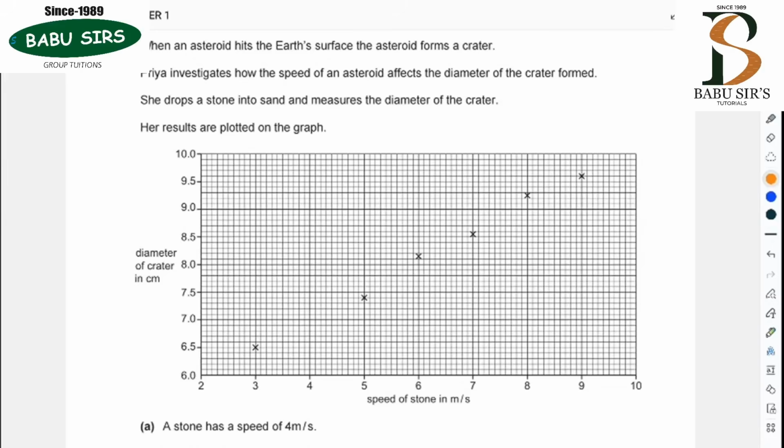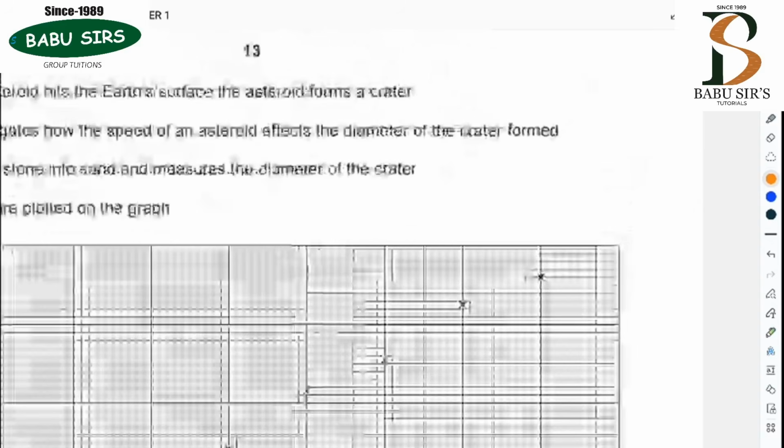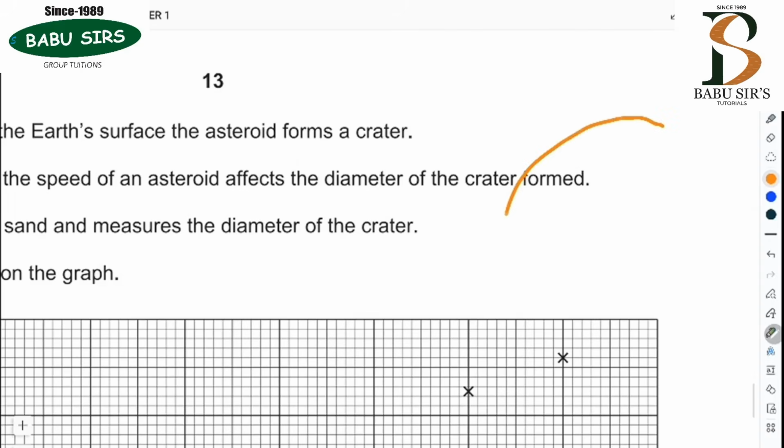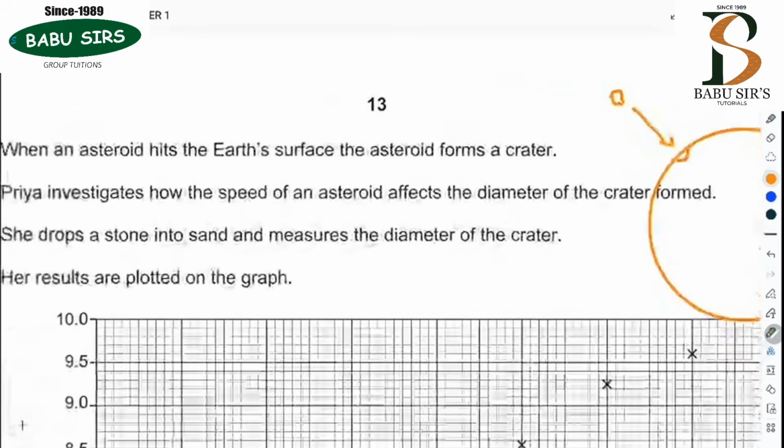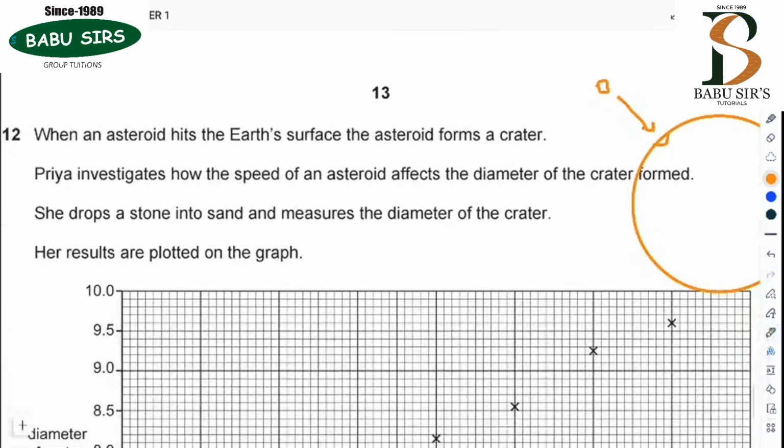Question 12. When an asteroid hits the Earth's surface, the asteroid forms a crater. That means if I put here, this is the Earth, and suppose an asteroid hits this Earth, it will form a crater, something like this. Priya investigates how the speed of an asteroid affects the diameter of the crater. That means if it comes down with a greater speed, it will make a bigger crater like this.